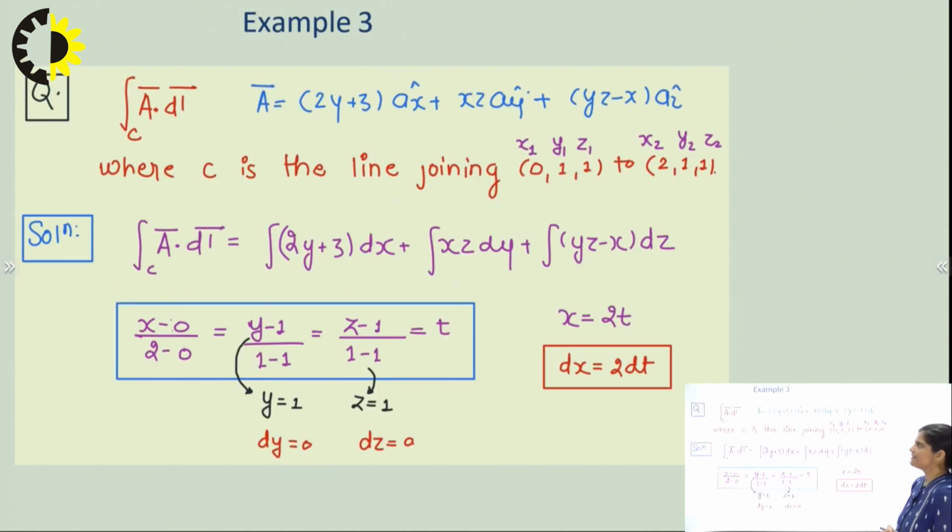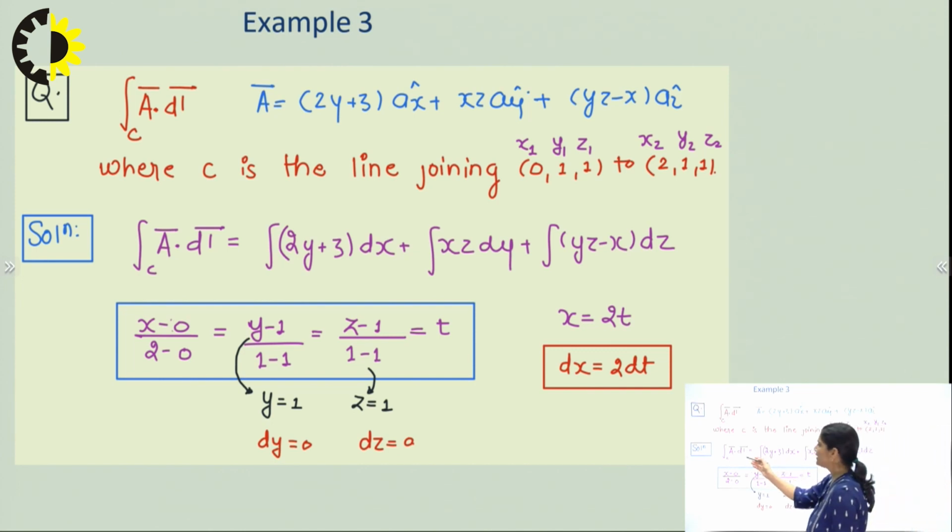Let us consider another example, in 3D. Let the vector A be equal to (2y plus 3) unit vector x plus xz unit vector y plus (yz minus x) unit vector z. Now you can see C is the line joining these points in 3D: x1, y1, z1 is 0, 1, 1, and x2, y2, z2 is 2, 1, 1.